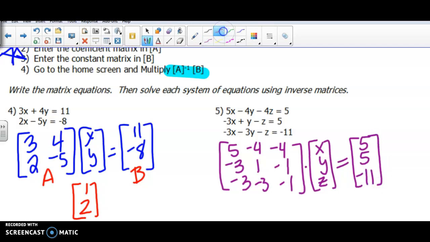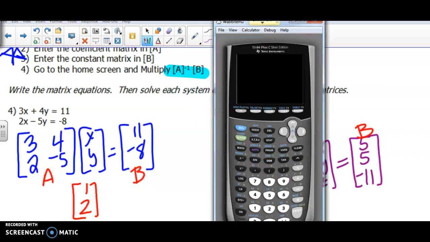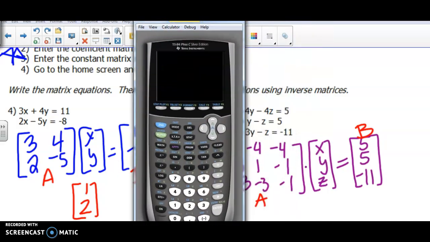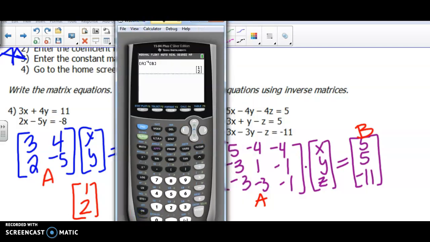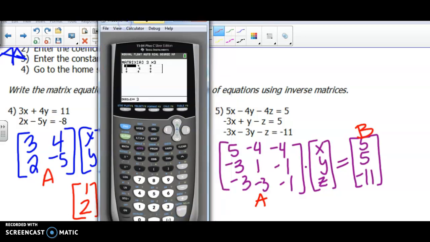So like I said before, this first one is always your A, this one is always your B. So pull up your calculator, go ahead and type those numbers in. We're going to go second matrix, go over to edit. This one needs to be a 3 by 3, and we've got 5, 5, negative 4, negative 4.